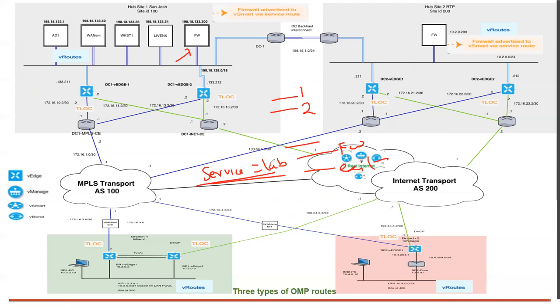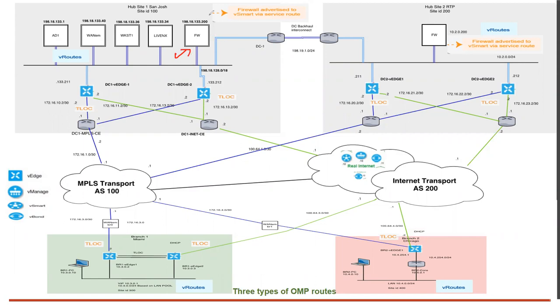Okay, so we have a lab related to service insertion. You can see in our agenda as well that we have a lab related to service insertion. So don't worry about that, you'll understand. At the moment, how is this service side route advertised? If you are talking about this firewall, how will this information be carried towards the vSmart? What is the component it will add?